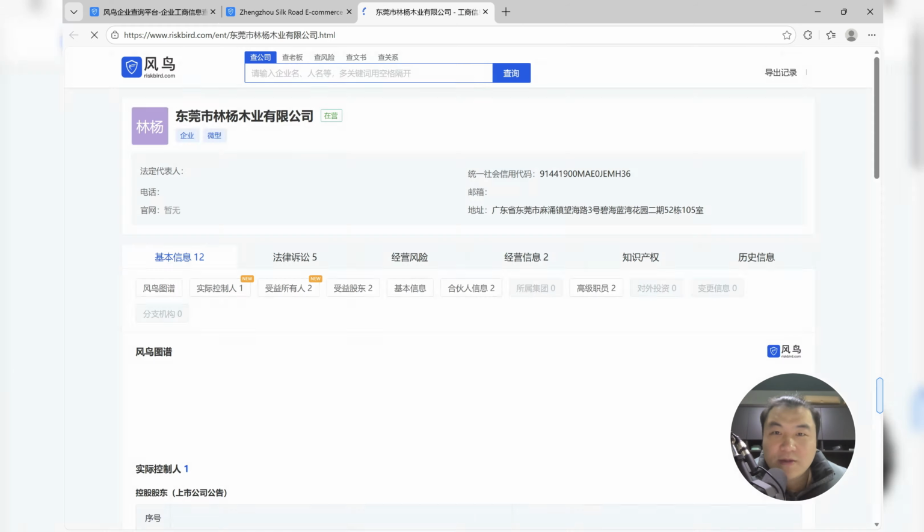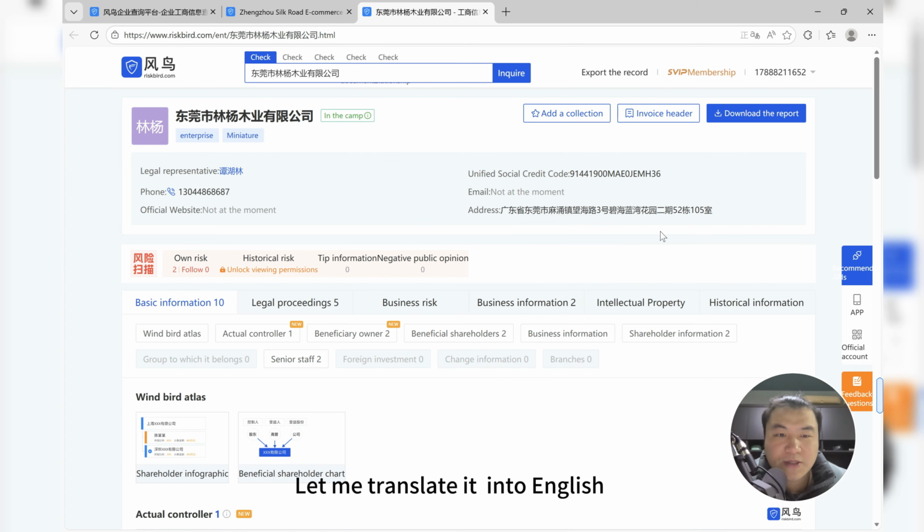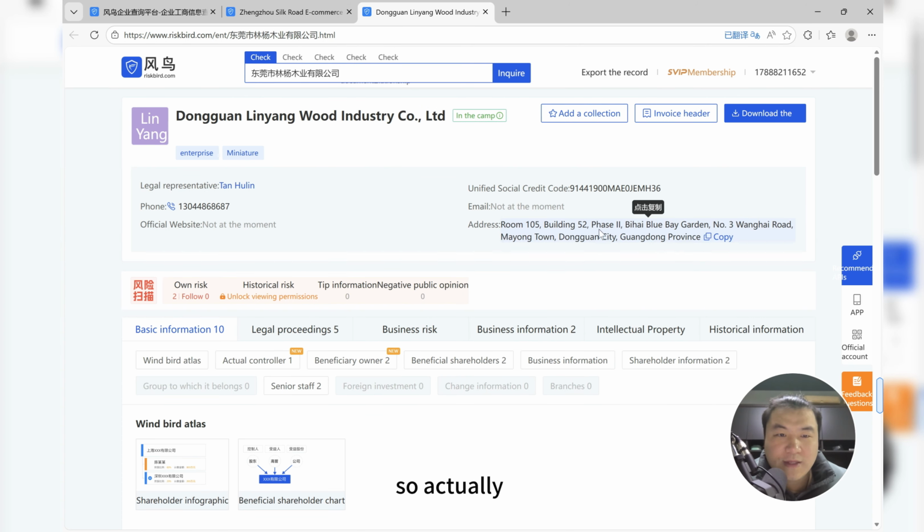Let's click here. So this is just like what we said. This is the manufacturer's phone number, and the address. Also, this guy was using a residential address. Let me translate it into English. So actually, according to my experience, this address is residential, not commercial.